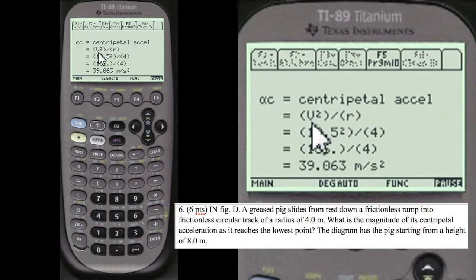And here's the formulas. Velocity squared over the radius, which these calculations come to 39.06. And the answer in the problem is 39.1 in a multiple choice problem. So you circle that and you got it perfectly correct.